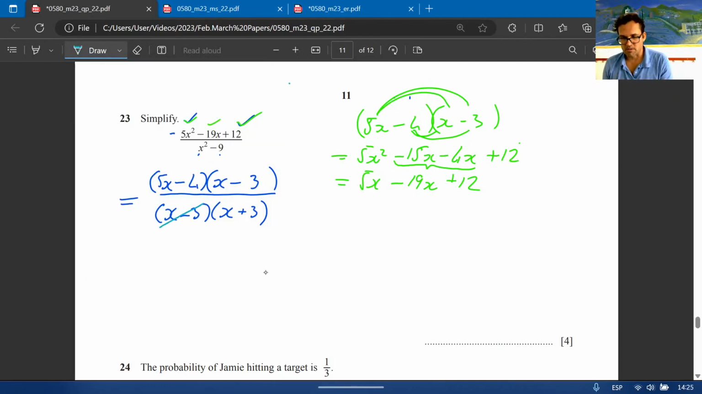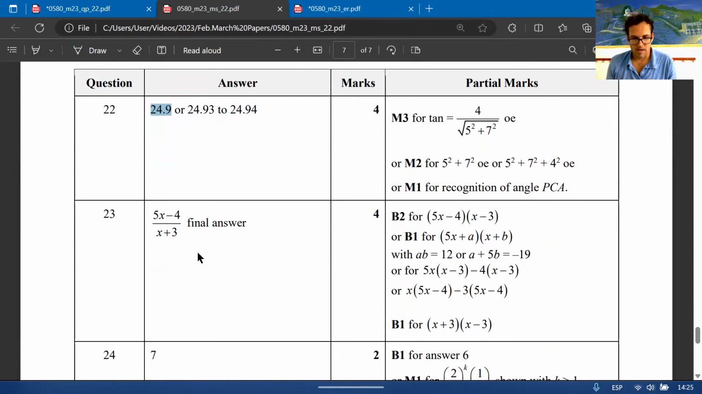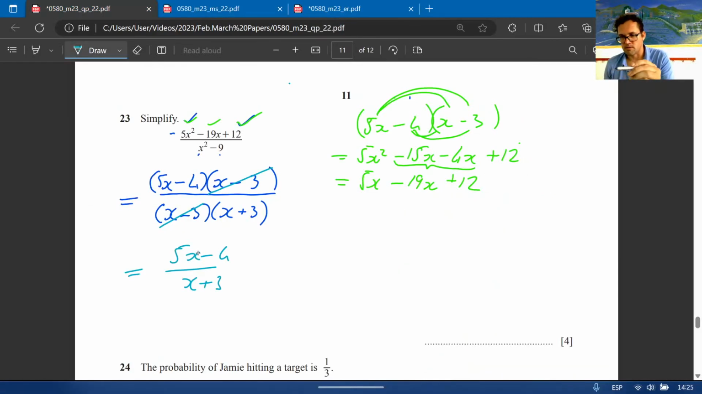Now, x minus 3 divided by x minus 3 cancels out. Final answer 5x minus 4 over x plus 3. There we go. Okay, you get 2 marks for that. So just to make things clear, it's not as difficult as it looks. You get 1 mark for doing this part. It's just a little bit of practice, you got it. You get 1 mark for having 5x and x.